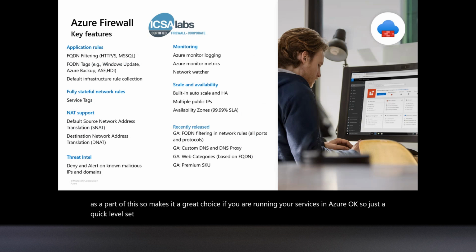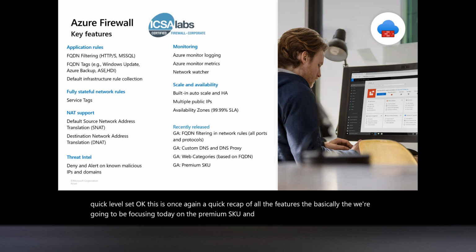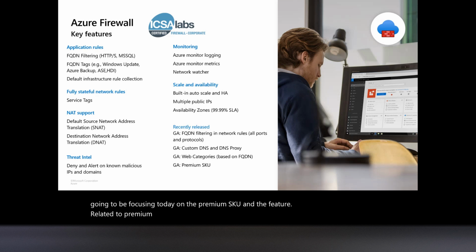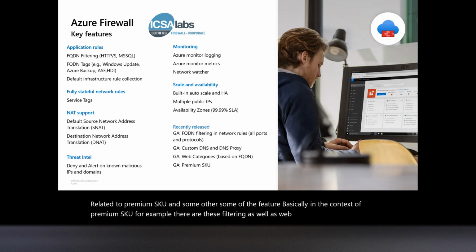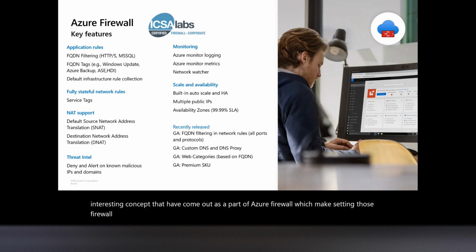This is once again a quick recap of all the features. Basically we are going to be focusing today on the Premium SKU and the features related to the Premium SKU, and some other features in the context of Premium SKU. For example, there are FQDN filtering as well as web categories. These are some interesting concepts that have come out as a part of Azure Firewall, and they will make setting those firewall rules much easier and much simpler. So we will talk about that.